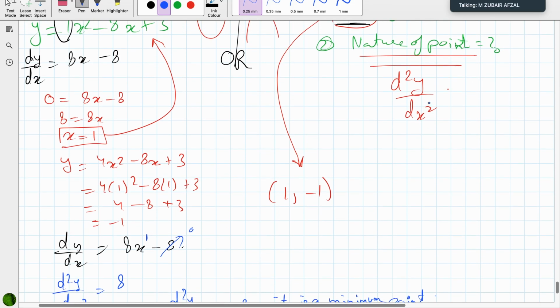If we sketch this, it would look like this, and the turning point will be x is 1, y is minus 1, and there you go. The turning point is x is 1, y is minus 1, and it is a smiley face.